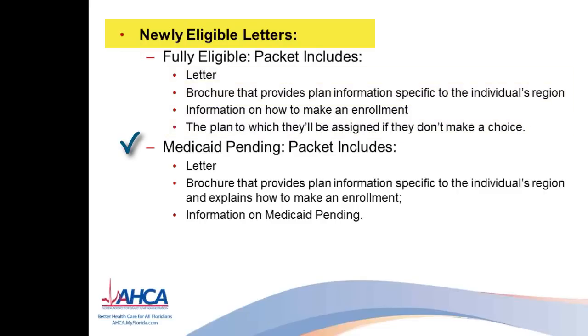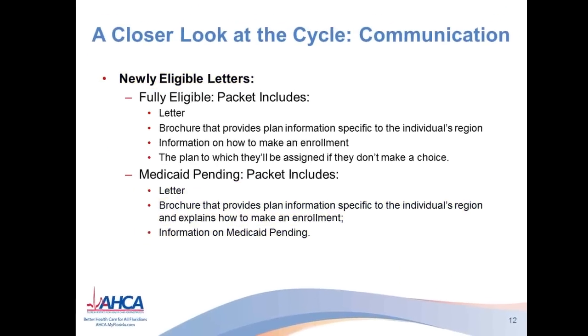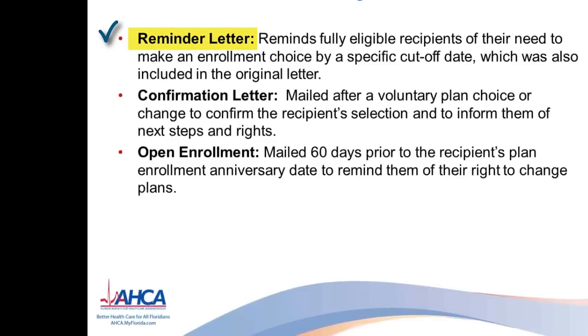The Medicaid pending packet includes a letter and a brochure that provides plan information specific to the individual's region and explains how to make an enrollment, and information on Medicaid pending. The reminder letter reminds fully eligible recipients of their need to make an enrollment choice by a specific cutoff date, which was also included in the original letter. The confirmation letter is mailed after a voluntary plan choice or change to confirm the recipient's selection and to inform them of next steps and rights.